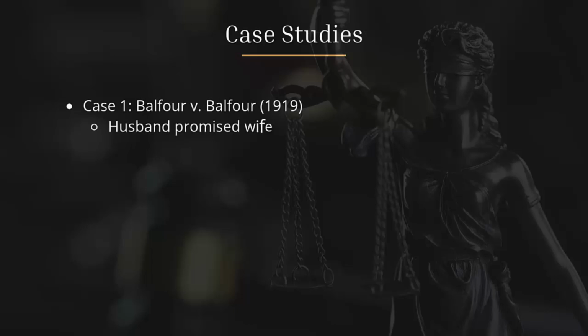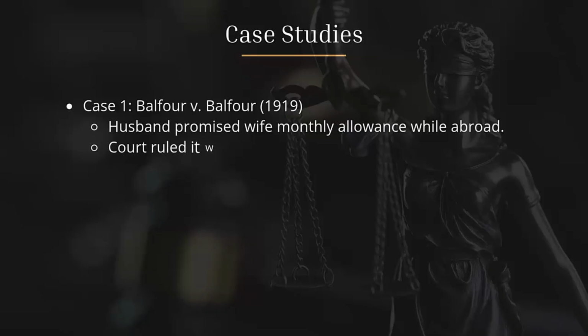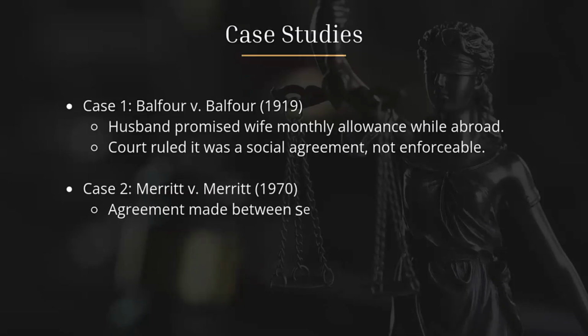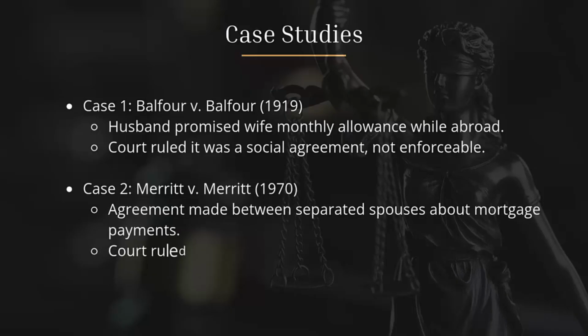Case studies. Case 1: Balfour versus Balfour. A husband promised his wife a monthly allowance while abroad. The court ruled it was a social agreement, not enforceable. Case 2: Merritt versus Merritt. An agreement made between separated spouses about mortgage payments. The court ruled it legally binding due to the changed relationship and written intent.